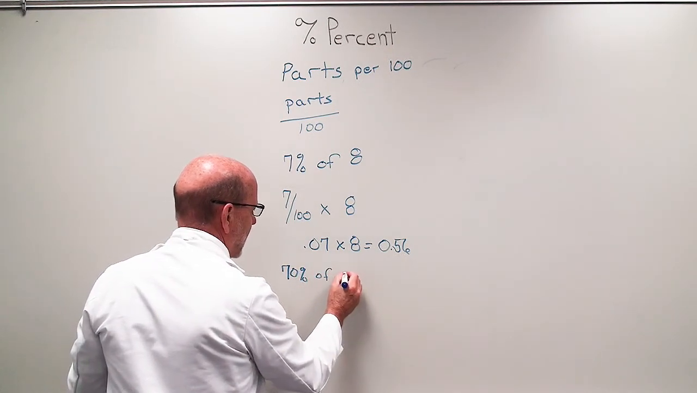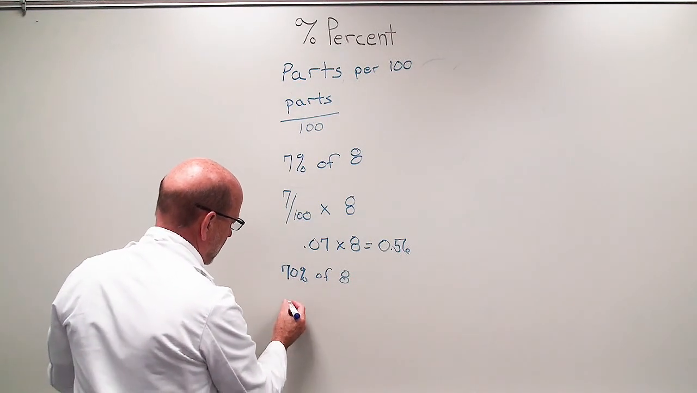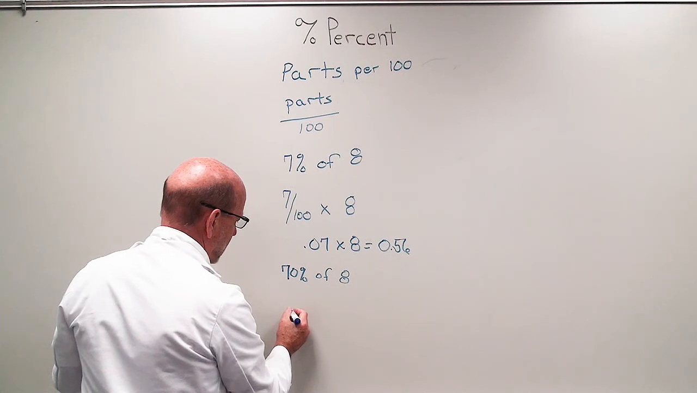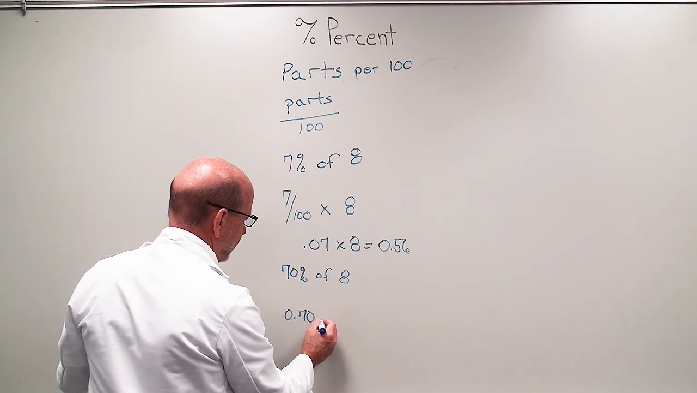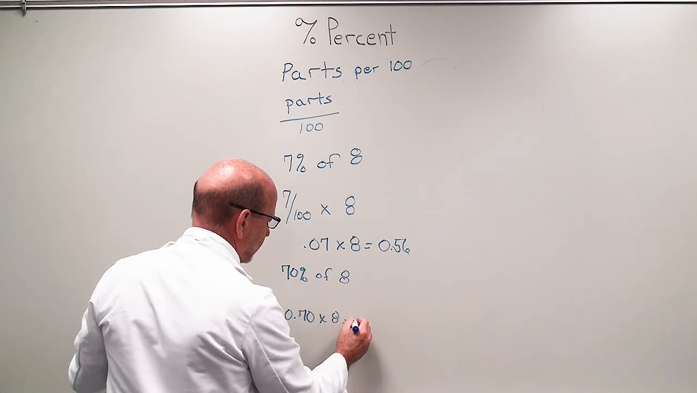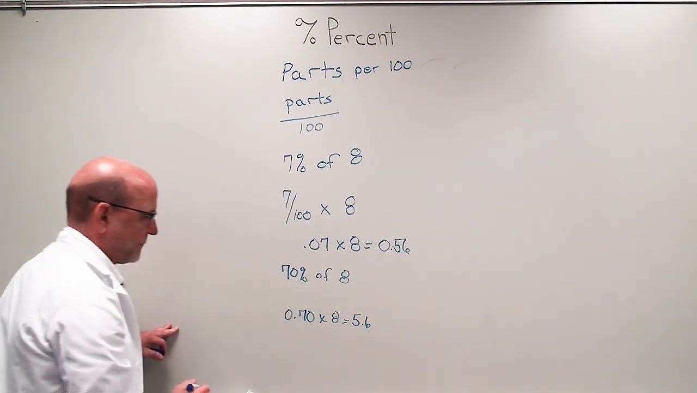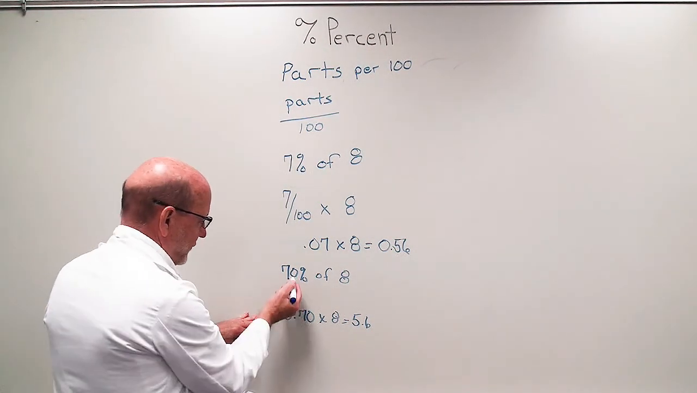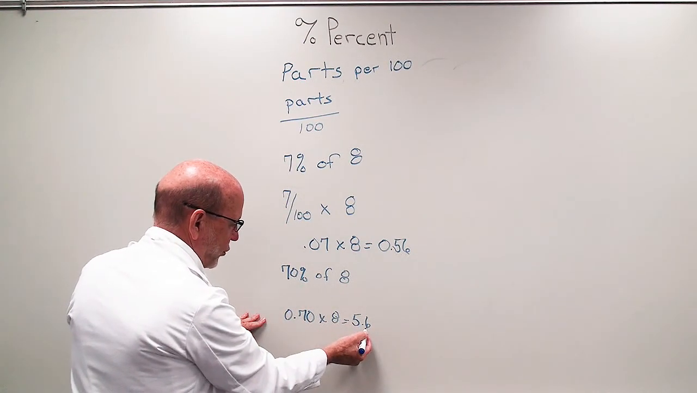So now if I want to take a look at 70% of 8, I would write my 70% as 0.7 times 8. And that's going to be 10 times more, which is 5.6. So now 70% of 8 is 5.6.